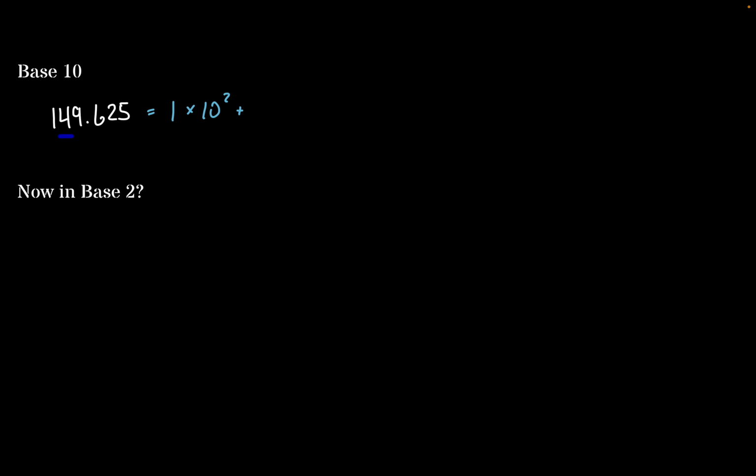And then we can look at this 4, which would be in the tens place. So then we'll have 4 times 10 to the 1. And then you see where the pattern's going, because then we'll go to the 9, which is in the ones place. So then we'll have plus 9 times 10 to the 0. And then we'll have this decimal point, so we'll skip over that and go to our 6, where we'll have plus 6 times 10 to the negative 1, plus 2 times 10 to the negative 2, and then plus 5 times 10 to the negative 3.